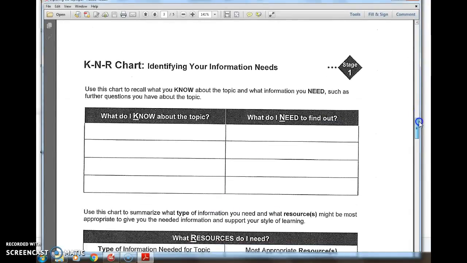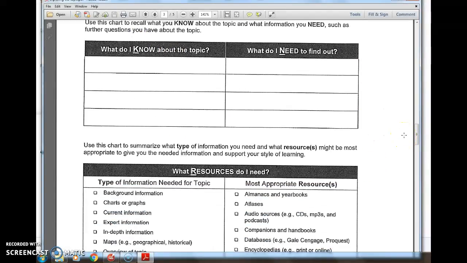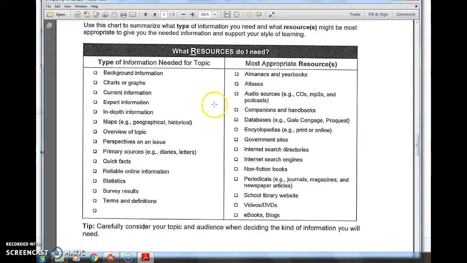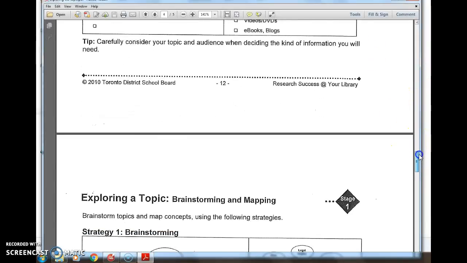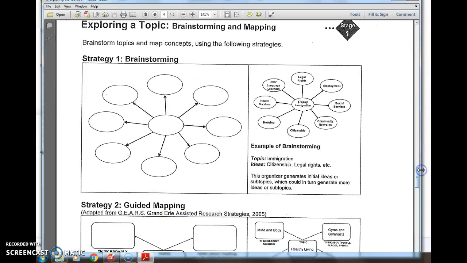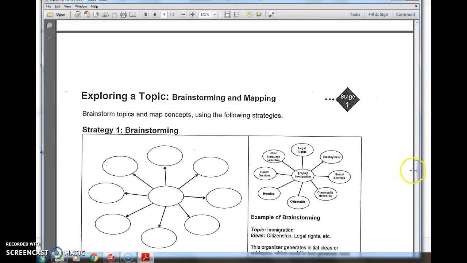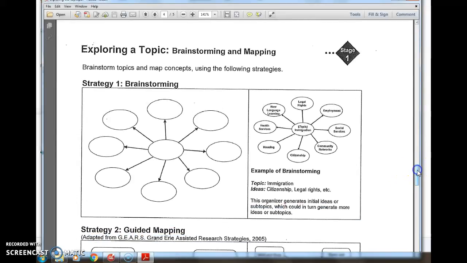The K&R chart helps you then explore your topic a little bit more. What do I already know about the topic? What do I need to find out about the topic? What resources do I need? And notice that there's a whole range of different resources there. There's not just the internet. So using a variety and a range of resources and research methods is really important as well. We then have exploring the topic, so brainstorming and mind mapping, which I'm sure you're all very familiar with, using your topic in the middle and then exploring different aspects of it.